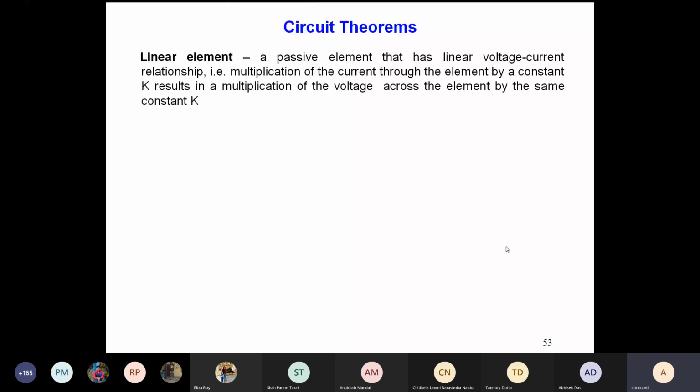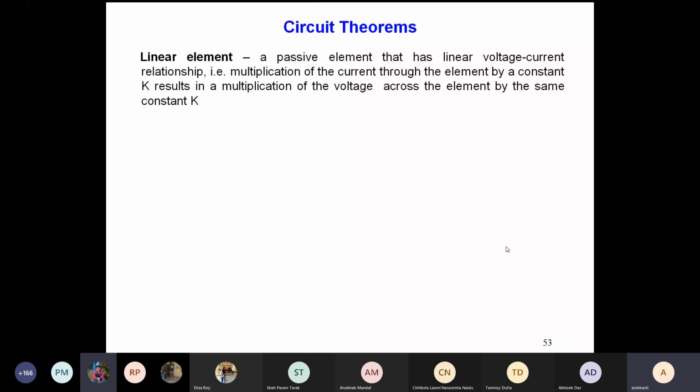The first definition is a linear element. A linear element is a passive element that has a linear voltage-current relationship. The relationship between the voltage and current of that element is linear. So multiplication of the current through that element by a constant results in a multiplication of the voltage across the same element.